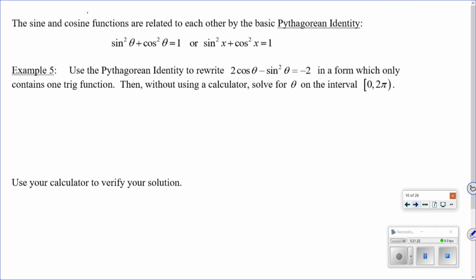Hey, the very last thing, it says sine and cosine functions are related to each other using Pythagorean identities. You may or may not remember this from last year, but if I have the sine squared plus the cosine squared, it always equals 1. So the sine squared of an angle plus the cosine squared of the same angle equals 1. And right, it doesn't matter if it's x's or thetas.